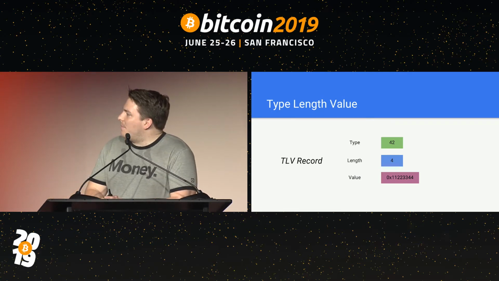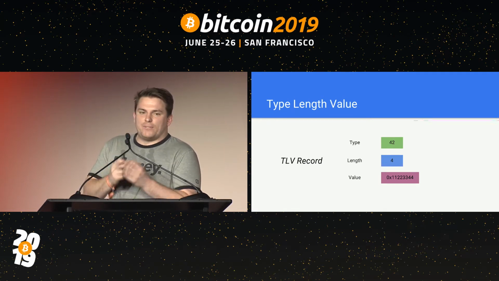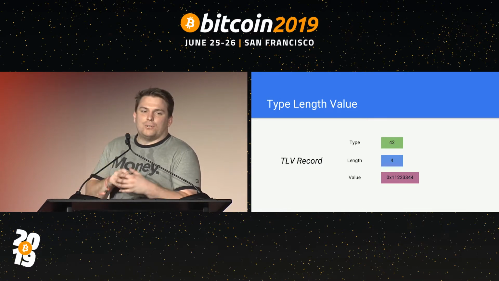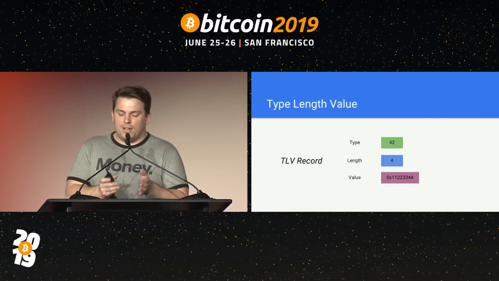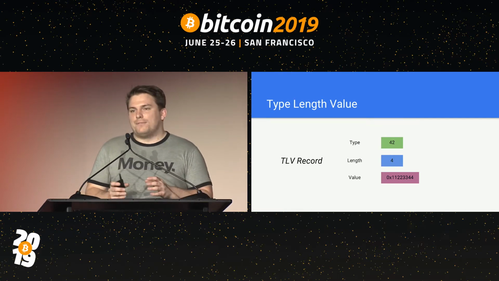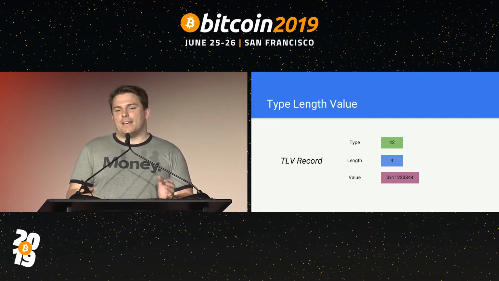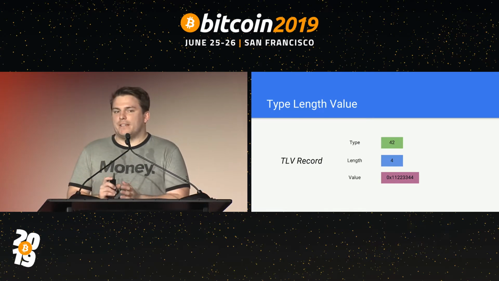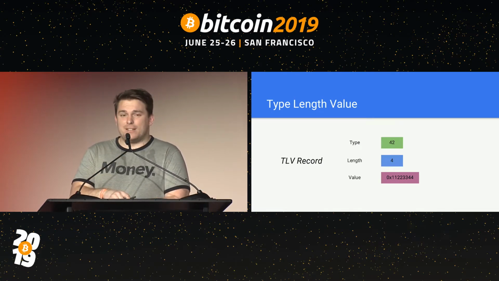But the basic idea here is every time you add a new field, it has this sort of identifier, a type, and here we have 42. The other thing it includes is its length. Every field also says how big it is. And finally, the value, which is length bytes of whatever the content of that field you're trying to send. Now, the cool thing about this is I don't have to know what is actually in the value in order to be able to skip it.